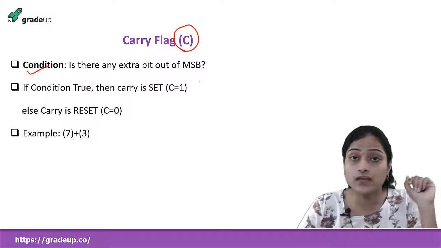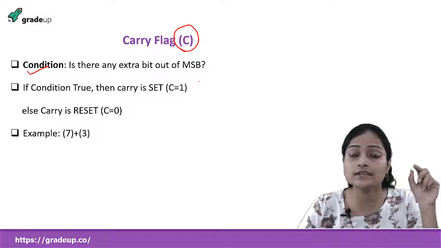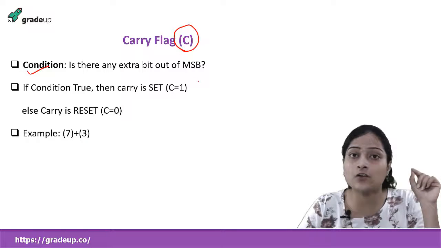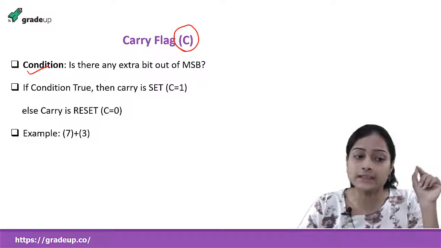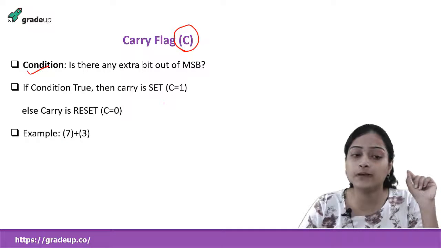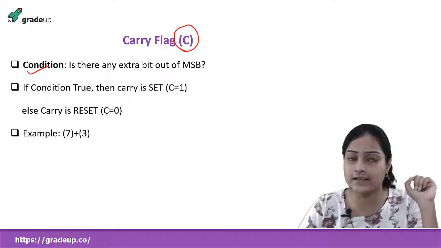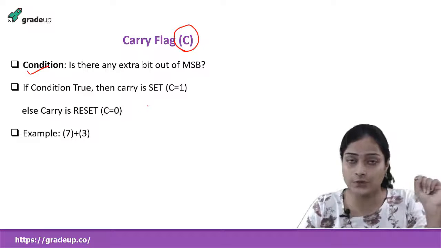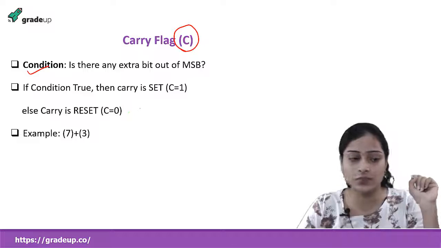When an operation has been performed, is there any extra bit coming out of my most significant bit, the MSB? If this condition is true, then the carry bit is set, otherwise it is reset. You know the meaning of reset, that is putting it to 0. Let us see how it is done.